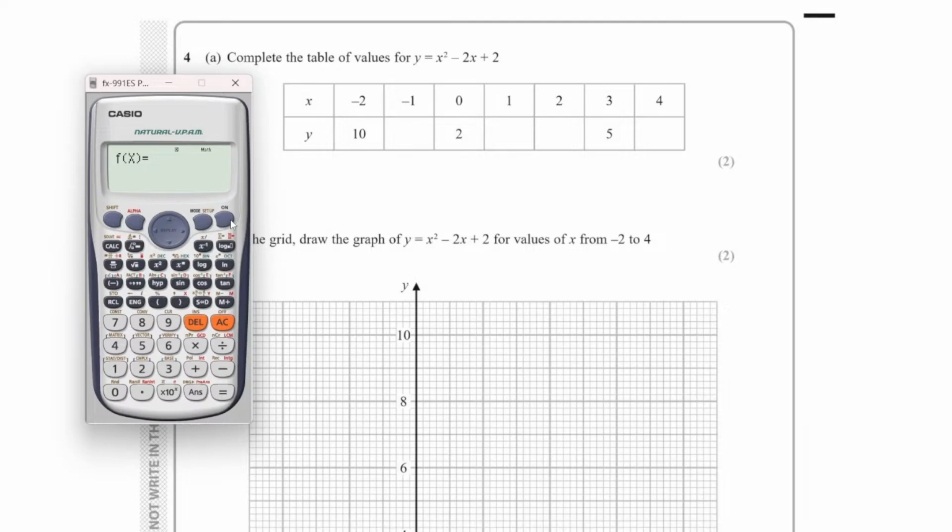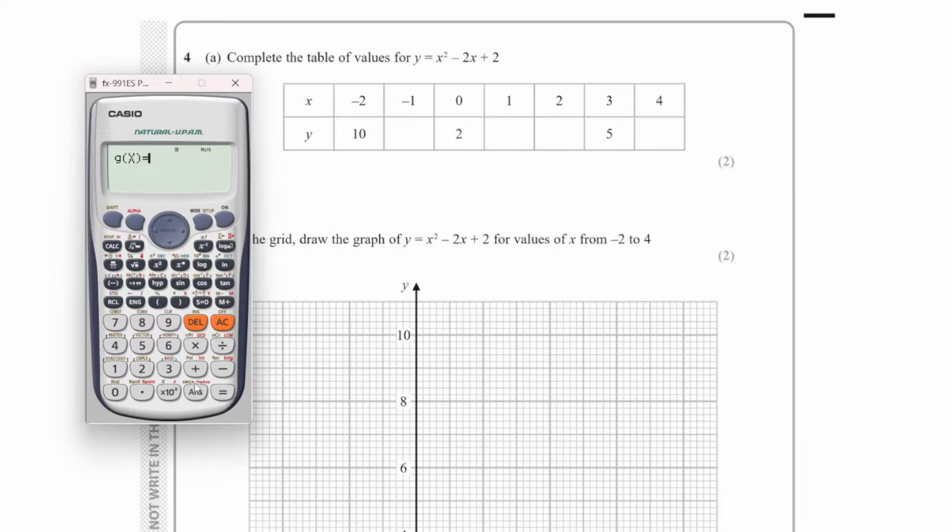F of x is just a substitute for y. It means the same thing. So at this point, I'm going to type in the x squared minus 2x plus 2. You might have to use alpha to get x. You see I've got x here. Squared minus 2 just as normal, and then x again plus 2. So just type in whatever. This works for any type of graph, not just a quadratic.